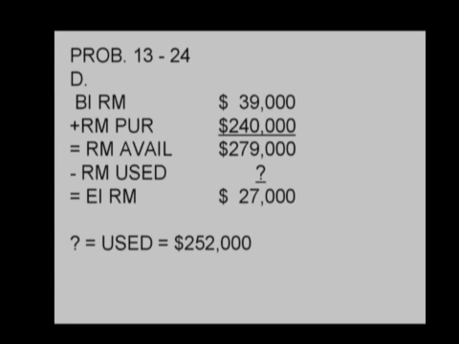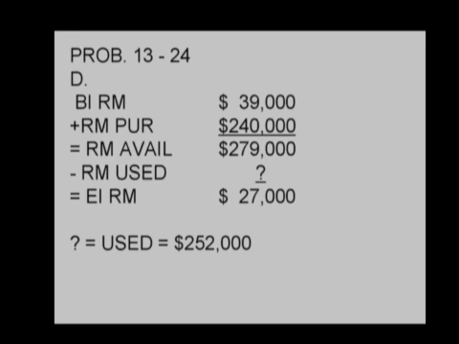Finally, in Part D, they ask you to do a T account to calculate raw materials. I didn't quite do a T account. I simply took the beginning inventory plus purchases, told us what was available, subtracted out what was used, and that gave us our ending inventory. So if you look at those numbers, you're given the beginning inventory and raw materials, you're given the purchases. You can figure out what's available. They tell you the ending inventory, so you know you used $252,000 worth of raw materials.